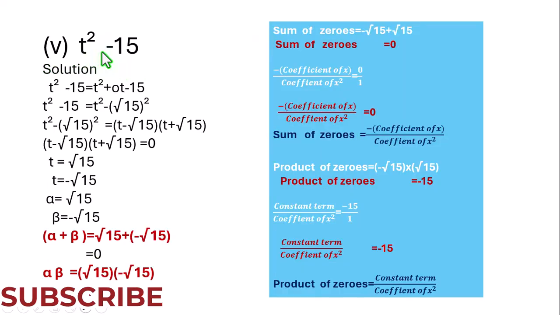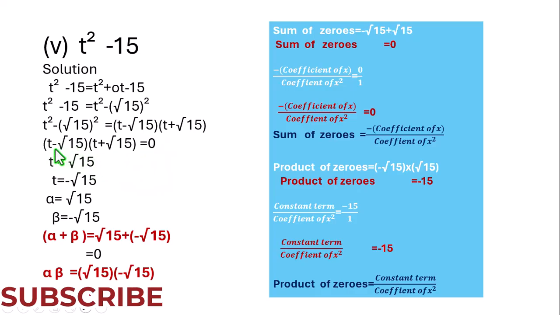Then fifth question, t square minus 15. Solution: t square minus 15. Here only 2 terms, the middle term is not given. So t square plus 0t minus 15. t square minus 15 is equal to t square minus root 15 whole square, which is in a square minus b square form, a minus b into a plus b. So t minus root 15 into t plus root 15.